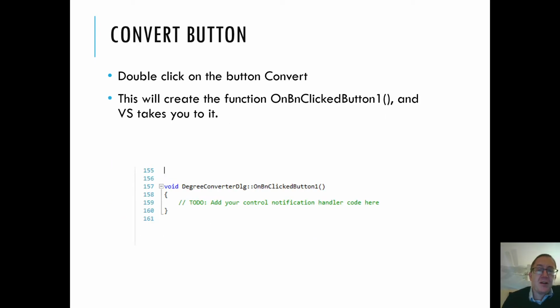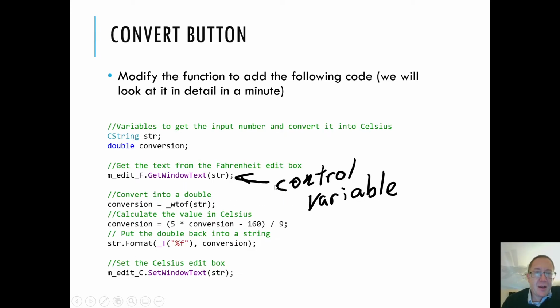And then when we get this on button clicked, OnBnClickedButton1, I say I'm going to add a callback. I get this. It's automatically generated for me. Now in here, I'm going to handle what happens when somebody clicks that button. Somebody clicks that button, I'm going to get the text from this control variable, the window text, and I'm going to put it into a string. That's what this line here is saying.